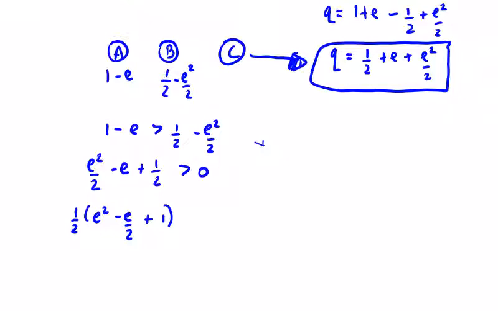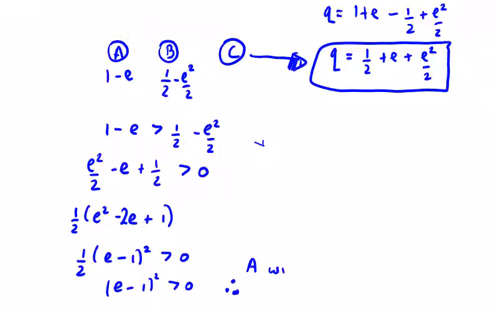Factorize for me. E squared over 2. No, that's not right. That's 2E. Apologies. That's 2E to give me minus E. So that will factorize. That's going to be a half times E minus 1 squared greater than 0. And if I multiply by 2, I can say that E minus 1 squared is greater than 0. And therefore, A will collide with B.